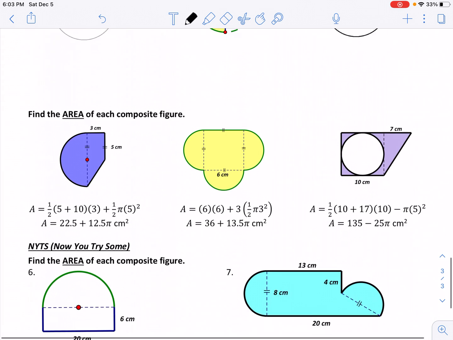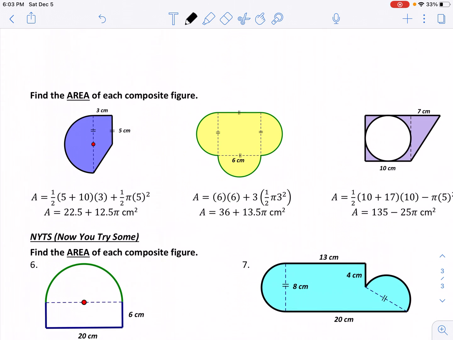Now, we could get to other examples as well in which circles are involved and when we want to find the area of a composite figure.